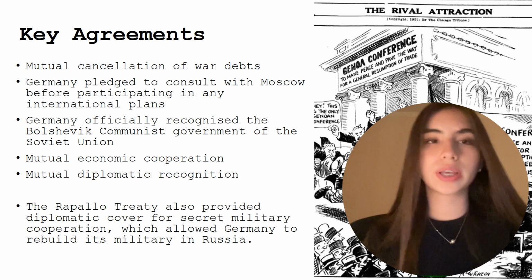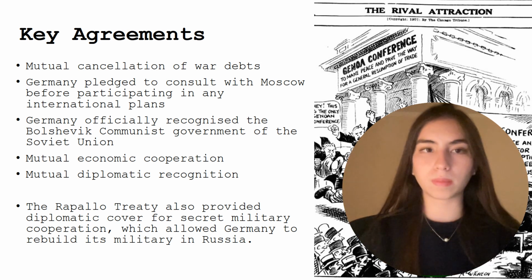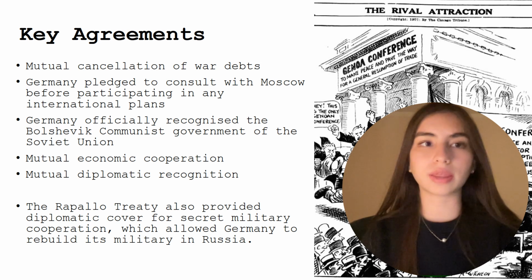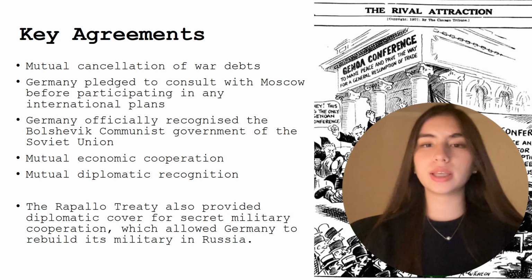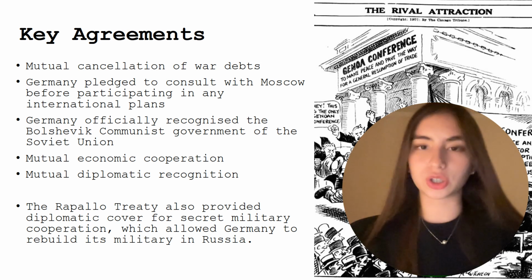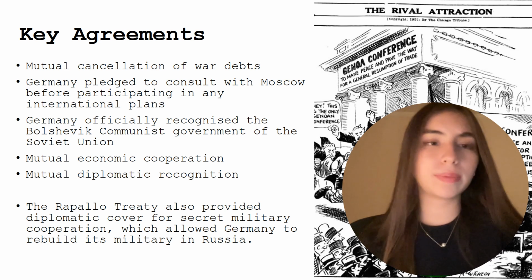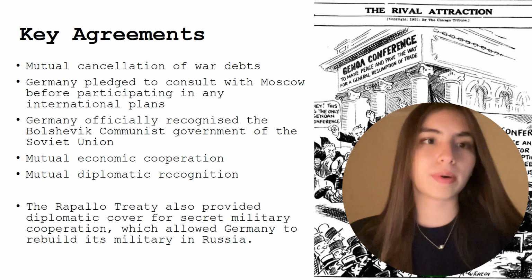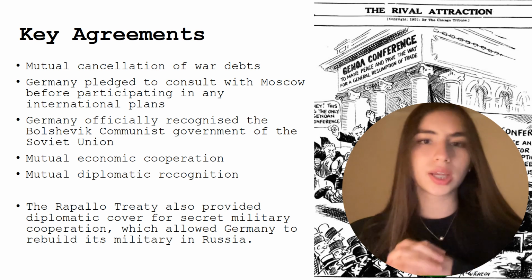So what were the key agreements reached by Germany and Russia in the Treaty of Rapallo? So firstly, there was the mutual cancellations of war debts. Basically, Germany owed money to Russia and Russia owed money to Germany after the war, and they both canceled these debts. Germany pledged to consult with Moscow before participating in any international plans. So basically, they're forging a bond, like an alliance.